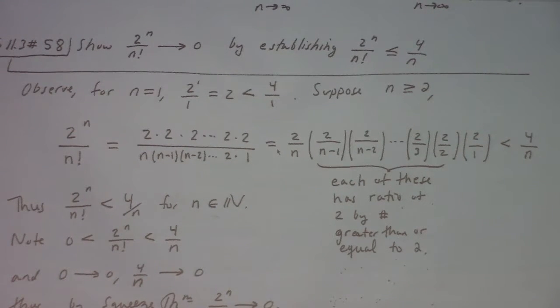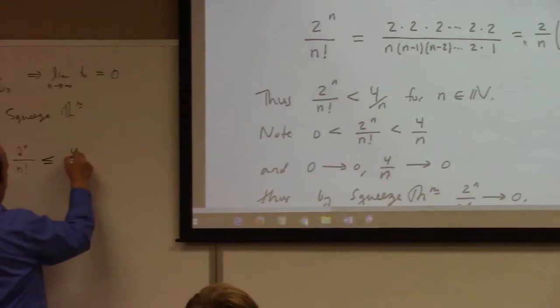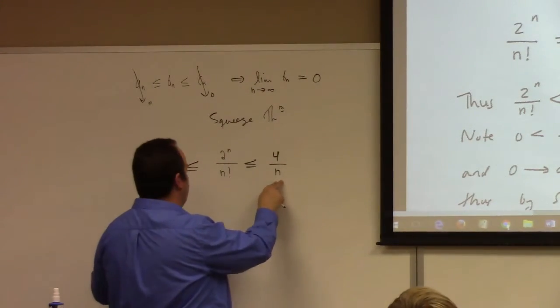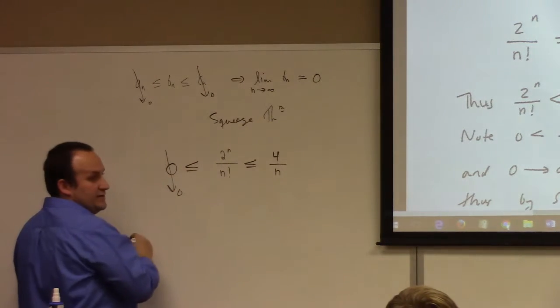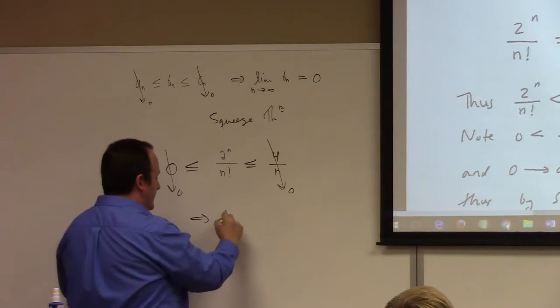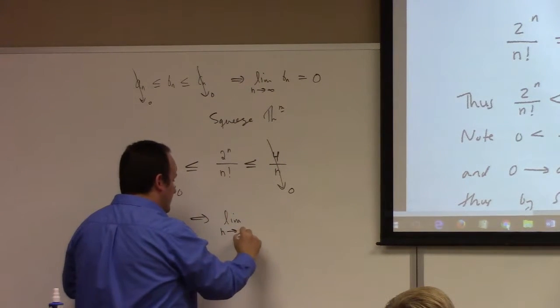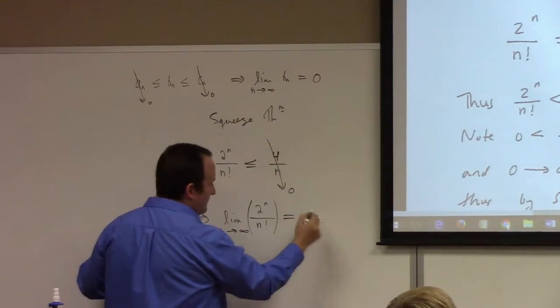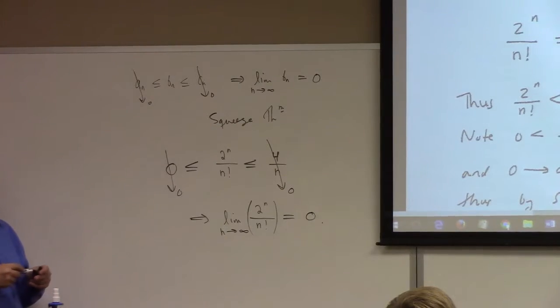squeeze theorem, right? So it's kind of obvious that 0 is less than or equal to 2 to the n over n factorial. And it's less obvious, but it's also true, that that's less than or equal to 4 over n. So if you can establish that this is smaller than that, well, this goes to 0 as n goes to infinity. That goes to 0 as n goes to infinity. So that implies that the limit as n goes to infinity of 2 to the n over n factorial is 0. Right?